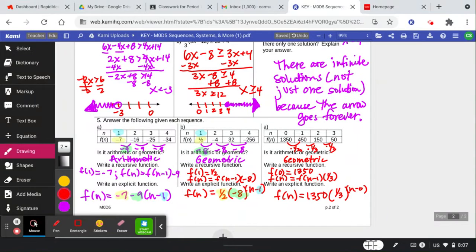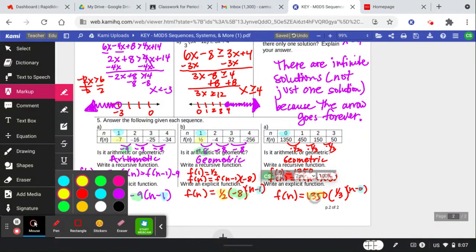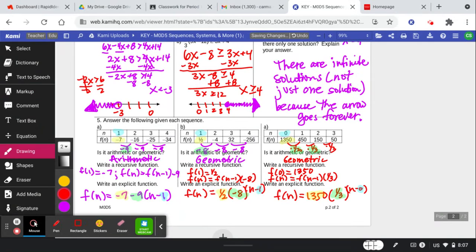It's the same thing. Where do all these parts come from? This 0 comes from right there. Begins with 1350, and multiplying by that 1/3 came from that division work we did at the beginning. Okay, how are you doing on writing the recursives and explicits?